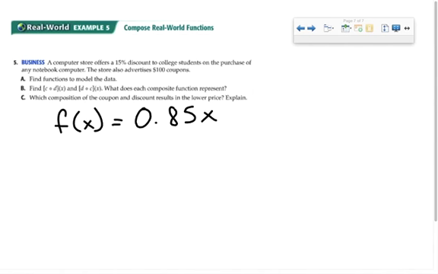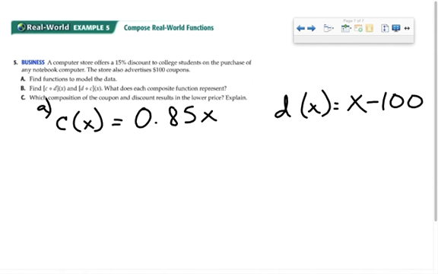Oh, also, I just realized they want us using C and D, so that's easy to fix. So C of x equals 0.85x, and D of x I'm going to use to represent the $100 coupon. So that's the price minus 100. That's part A of the problem. In part B, they're asking us to compose the two functions.